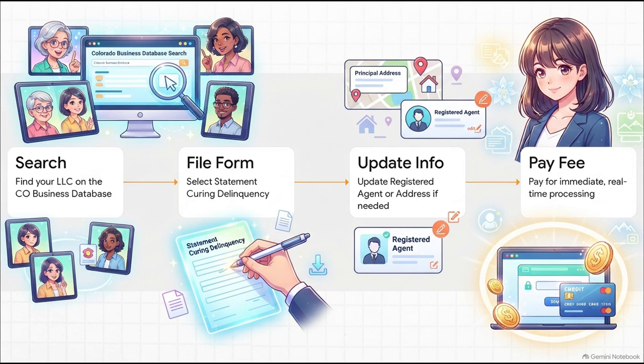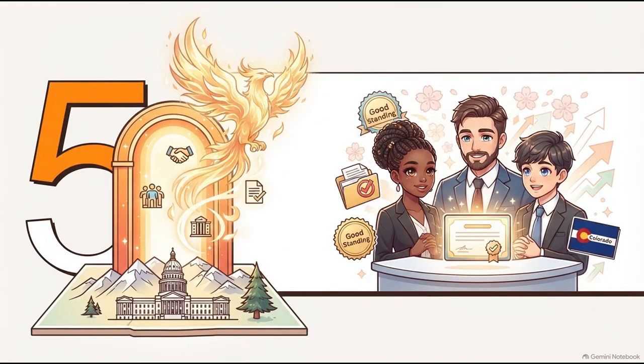You just hop online, go to the Colorado Business Database search, find your entity, and click File a Form. Choose that statement curing delinquency. By the way, this is the perfect time to update your registered agent or principal address if those have changed. And because Colorado operates entirely online with real-time processing, your good standing is restored the exact moment your payment goes through. Instant relief.